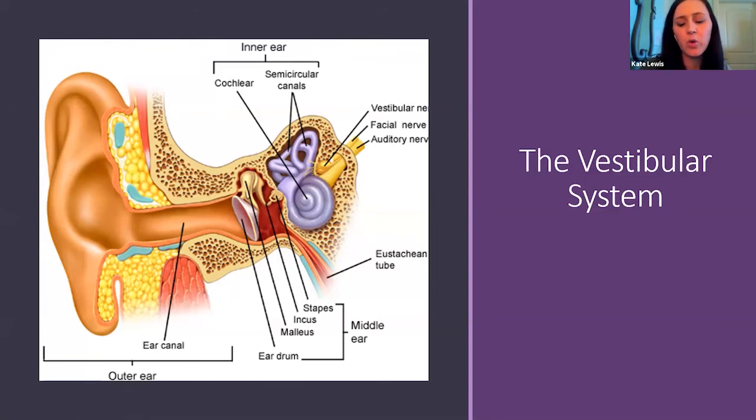I'll go through it quickly for those who have already seen it, but I want to make sure those who haven't get a visual image of what I'm talking about. So this is the inner ear, and this purple circular coiled part is the cochlea. That's the hearing portion of the inner ear. Where it says semicircular canals, that's the vestibular portion, the balance center of the inner ear. That area is where we're talking about dysfunctions.